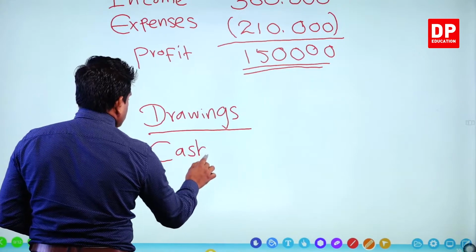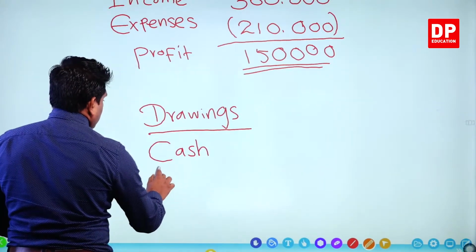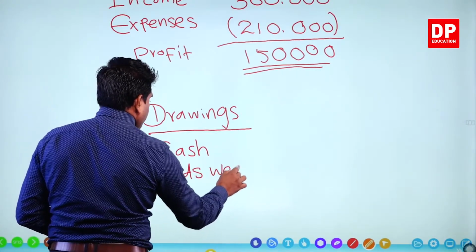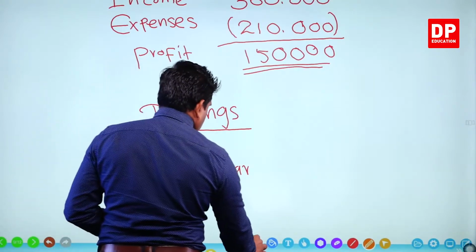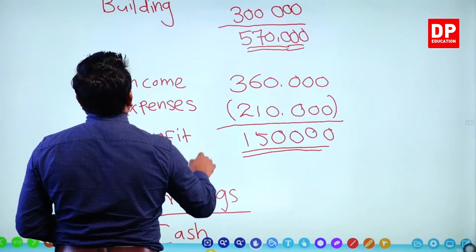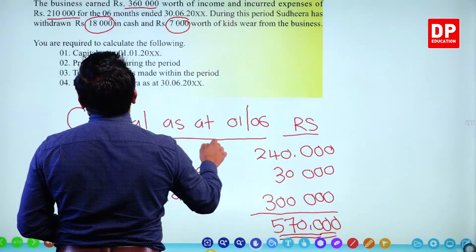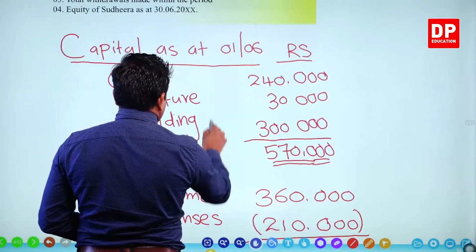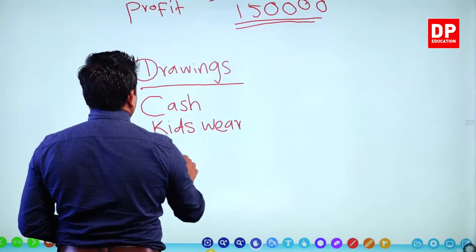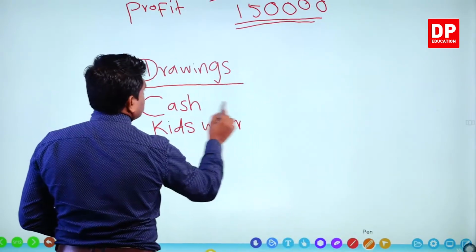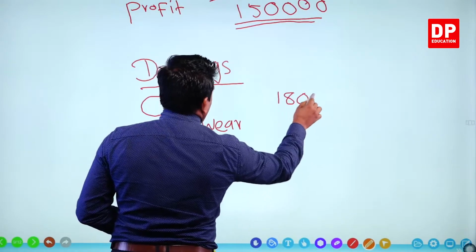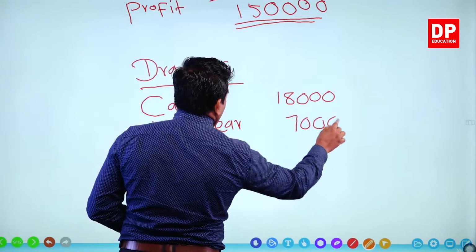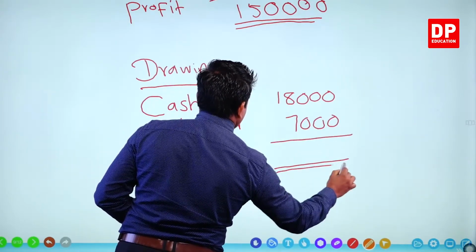He withdrew cash, how much? And he withdrew kids wear stock. Stock drawings and cash drawings, right? Now we can find the values they have given us in the question: 18,000 rupees cash, 7,000 kids wear. How much is the value of the stock they have withdrawn? 7,000. Then how much are the total withdrawals? 25,000.